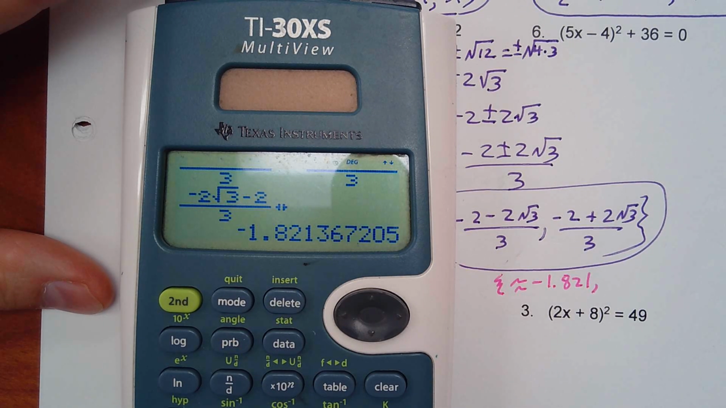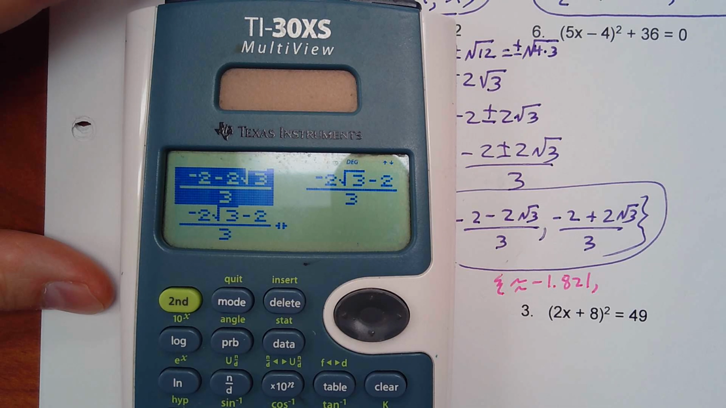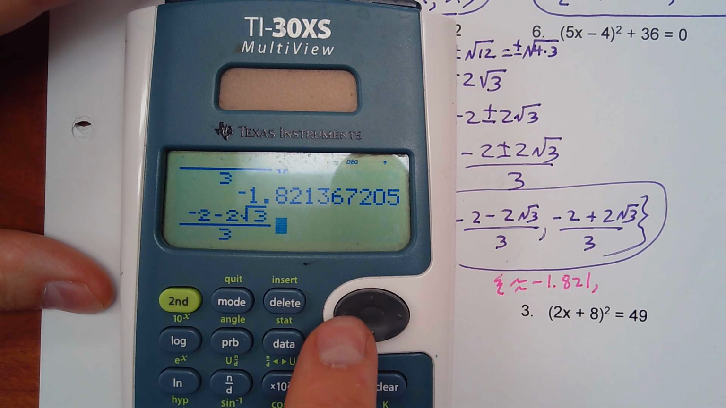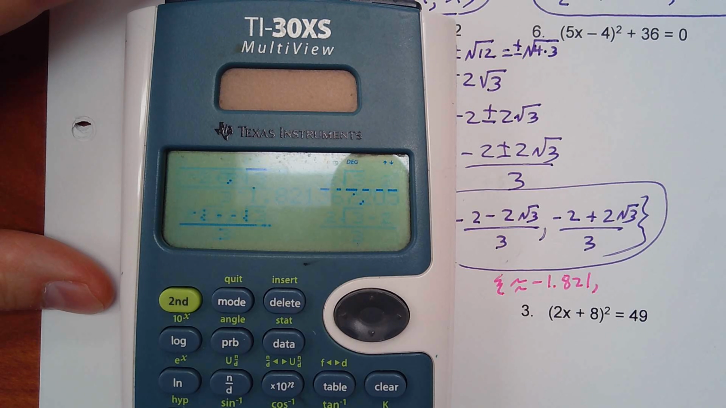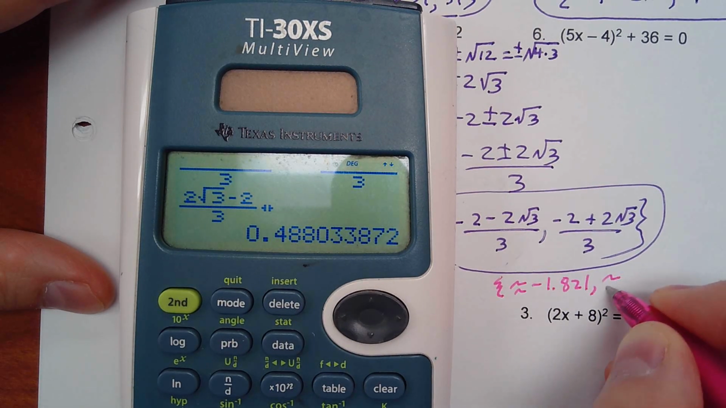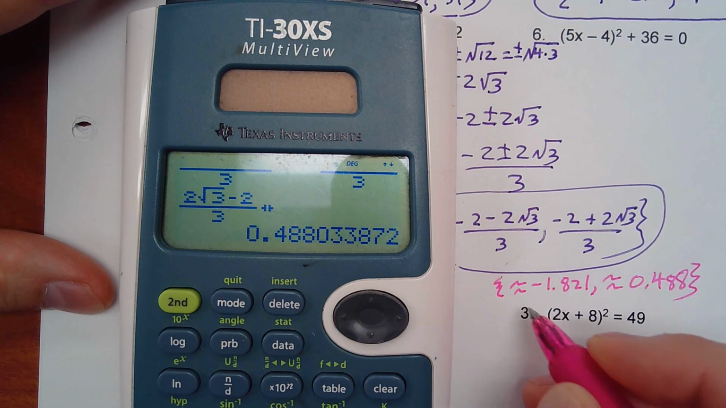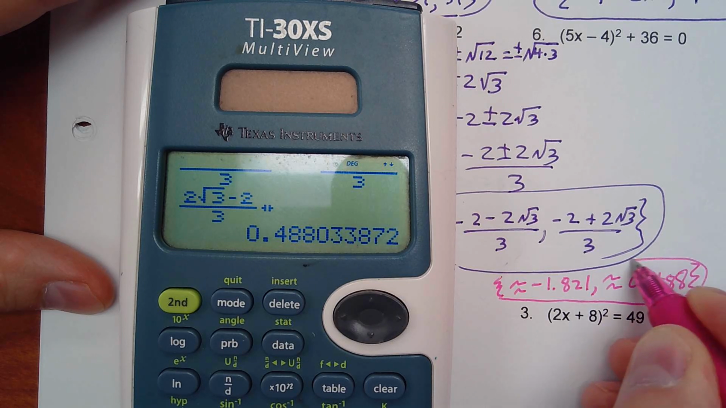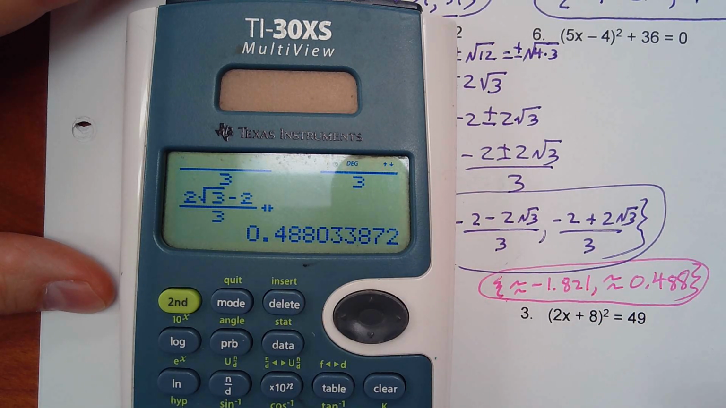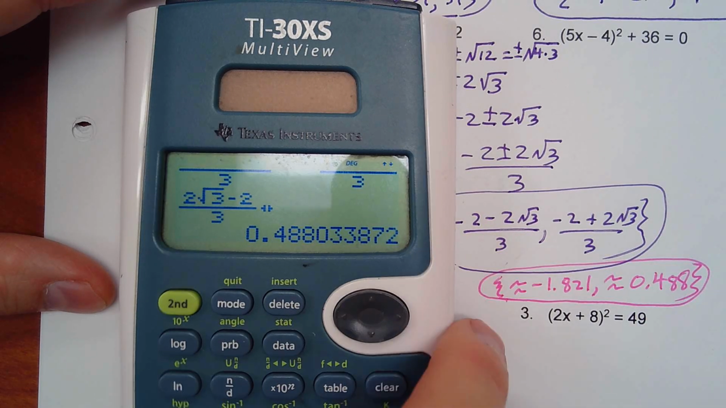Now I'm going to cheat to get the second one. I don't want to retype all that. So I'm going to go here and highlight what I originally typed, hit enter, and I'm going to go up here and change that subtraction to a plus. And then hit that double arrow key. So my other one would be, if we round that, approximately 0.488. I think most of the time in this section, Alex is going to want the exact answer, which is what we got circled up here in purple.